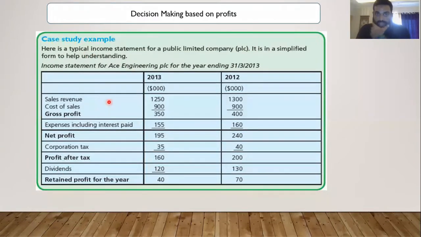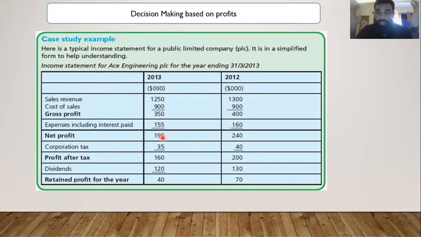Now we have to see the performance of 2012 and 2013. We will reach a conclusion whether this business has performed better or worse than the previous year, 2012. First of all, we will look at the profit. Let's look at the net profit. The net profit for 2012 is $240,000, and in 2013 this business earned $195,000 profit.